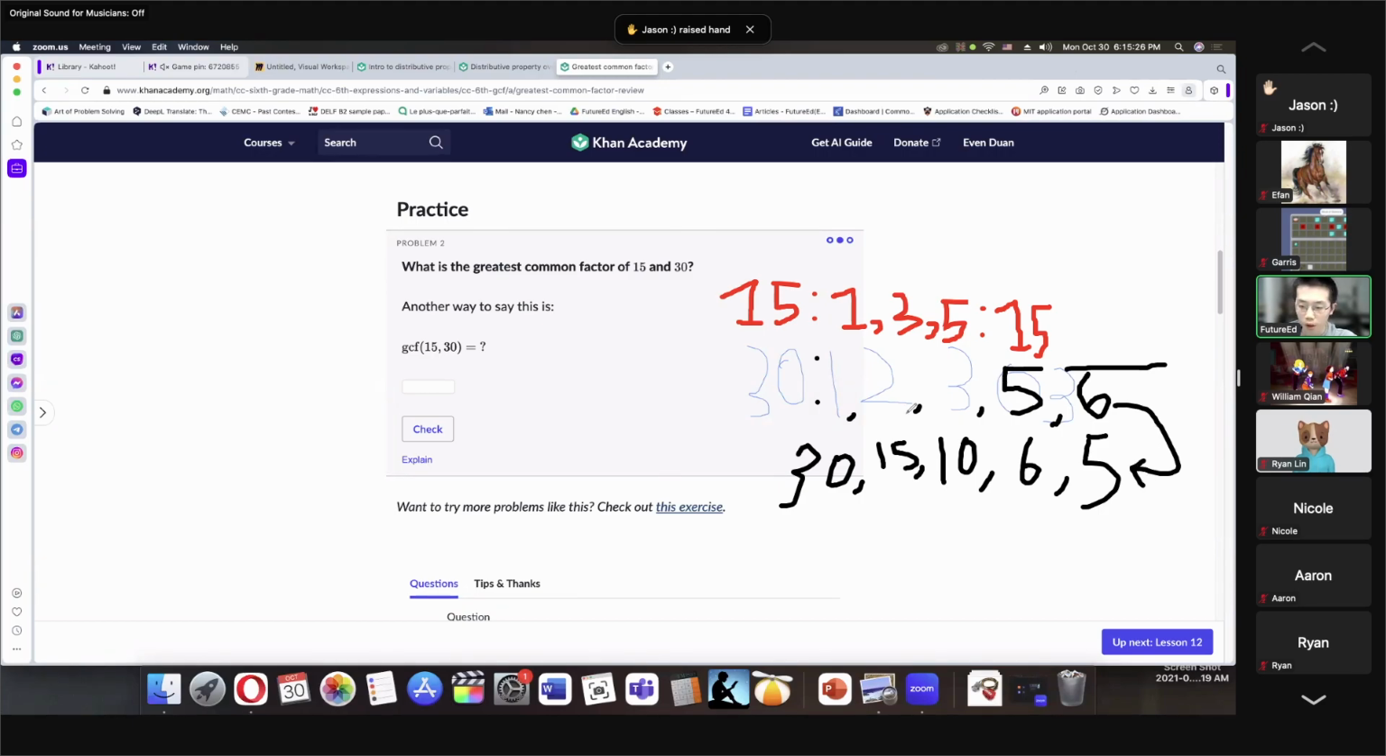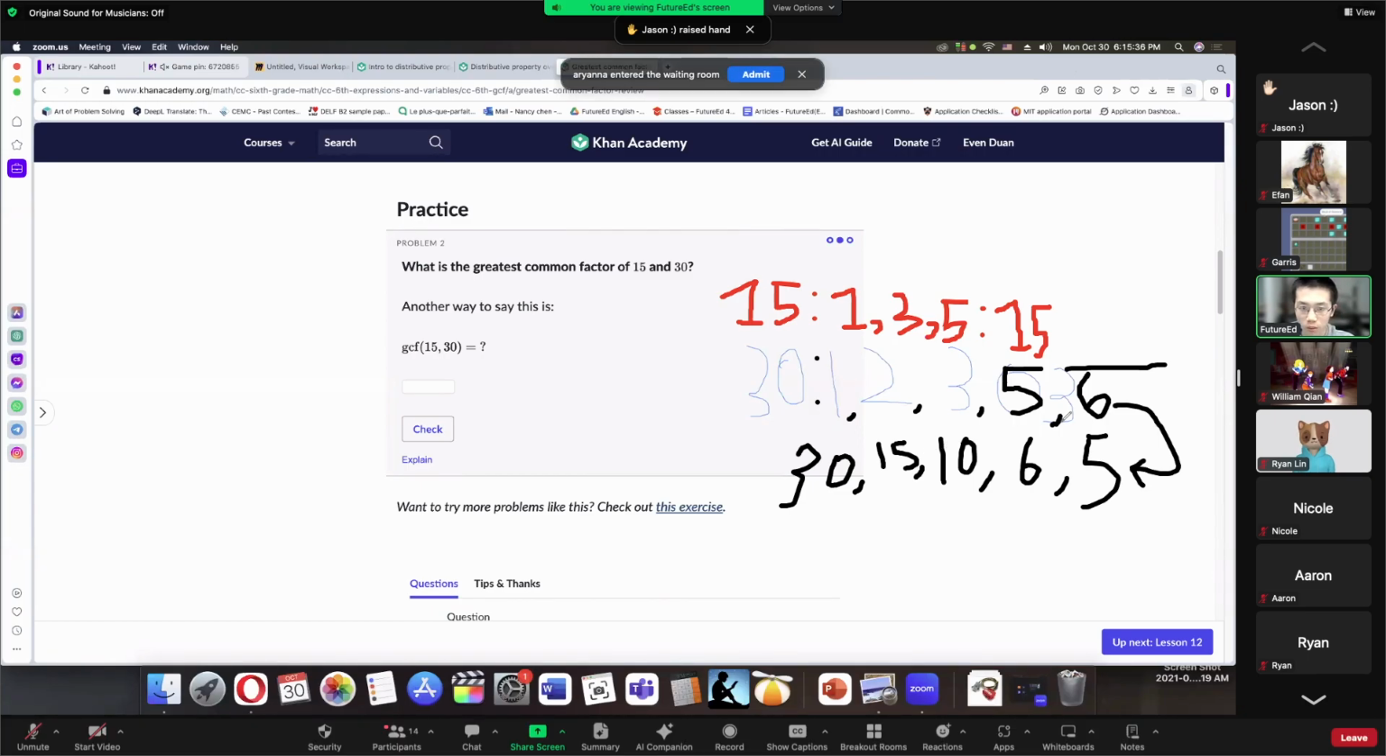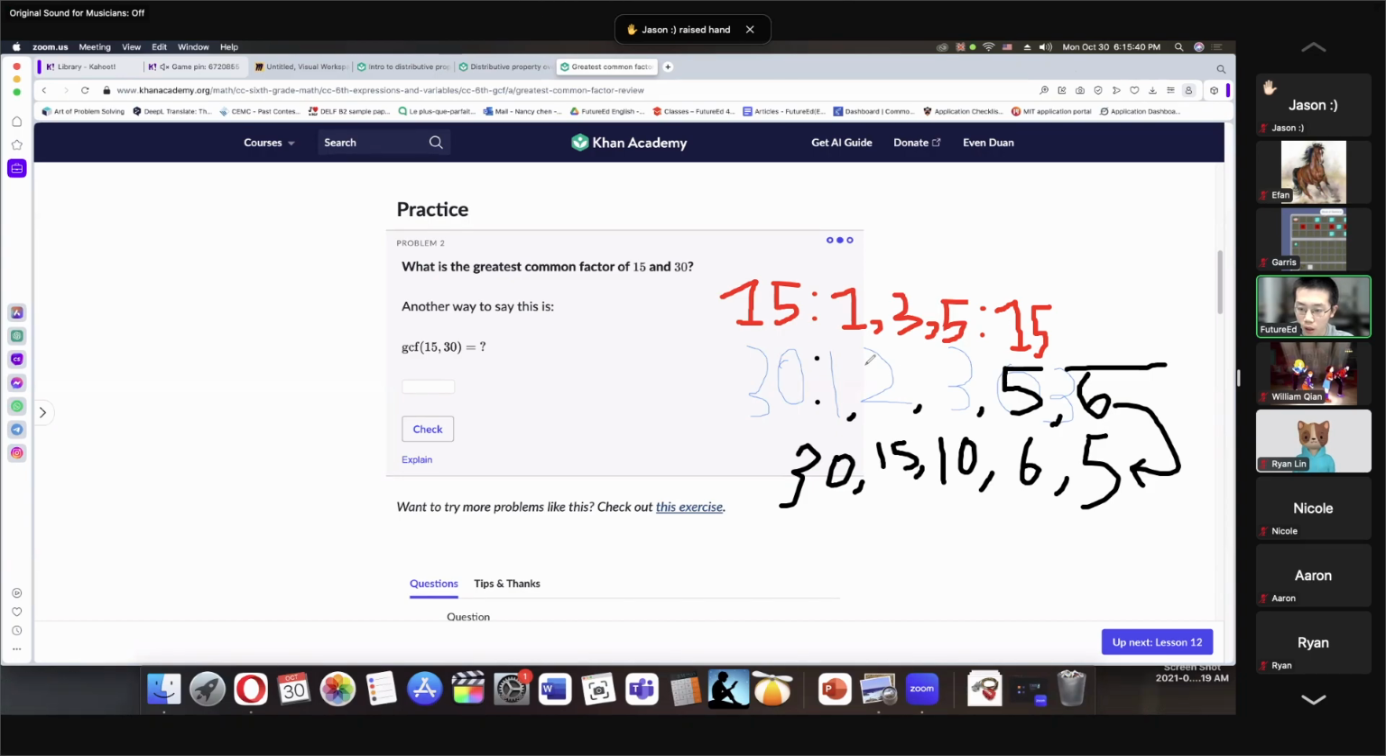So just by finding every single number up to approximately the square root of 30, if you know what that is, you can find all the factors pretty quickly actually. So just by listing the factors, let's see if we can find the greatest common factor. Jason, you want to give it a try?